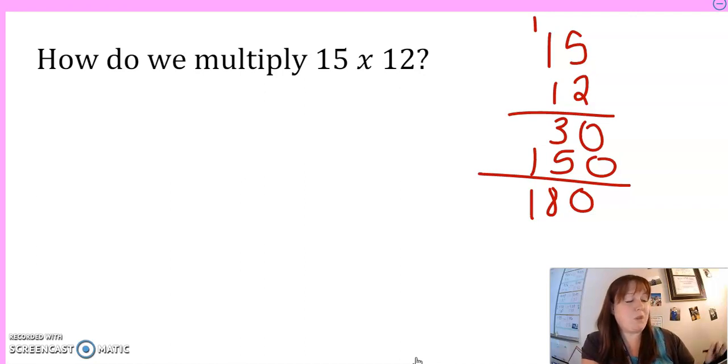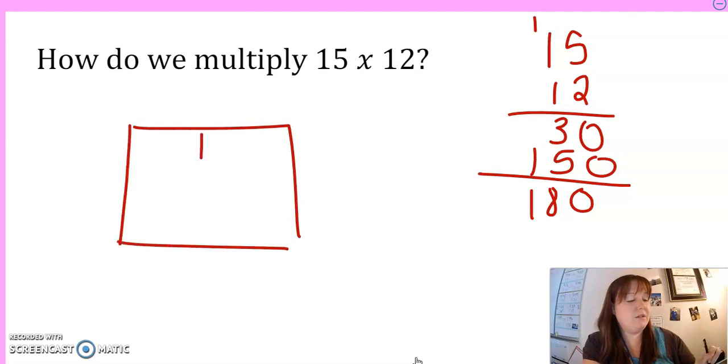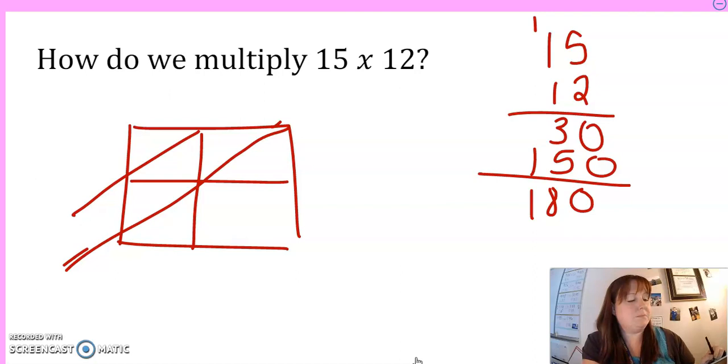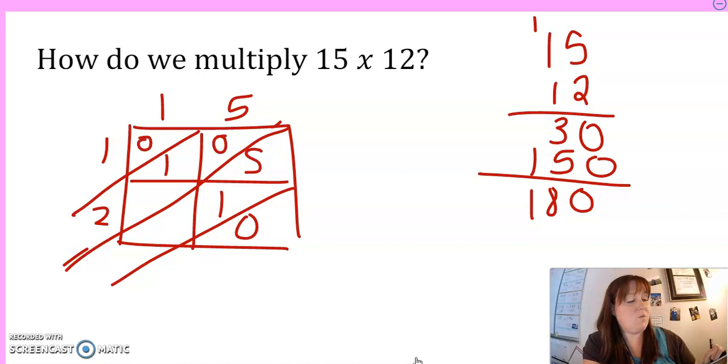Some people multiply it maybe with something called the lattice method. I don't know this method very well, so I will just give you a quick rundown. That's 1 and 5 and 1 and 2. And then you multiply that, and that becomes 10, 5, 1, and 2. And then you add them together, and when you add them together, you get 180 as well.